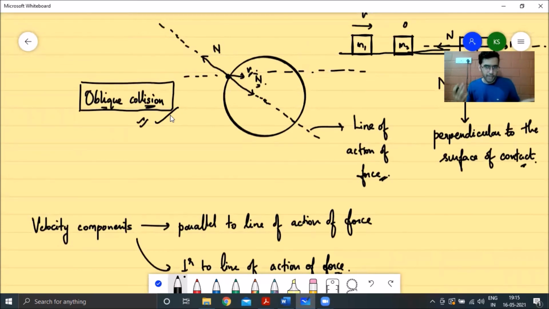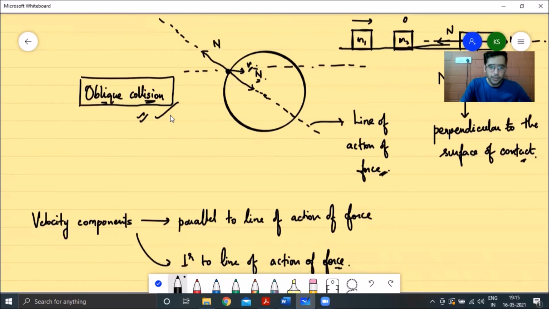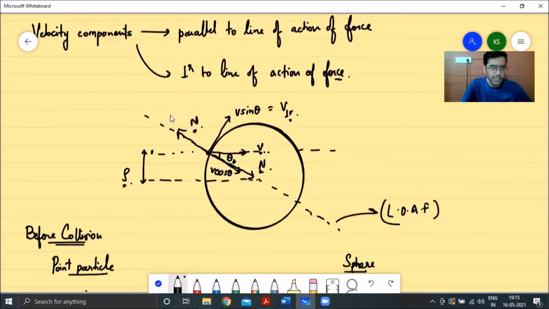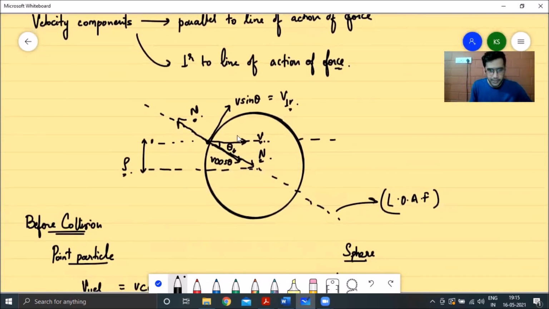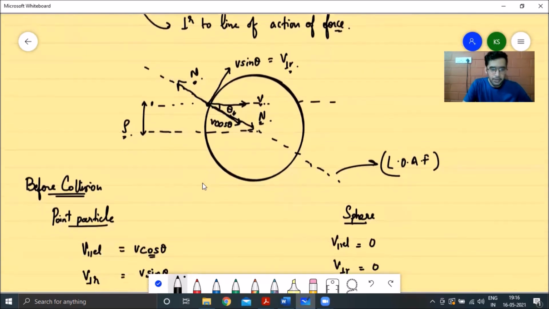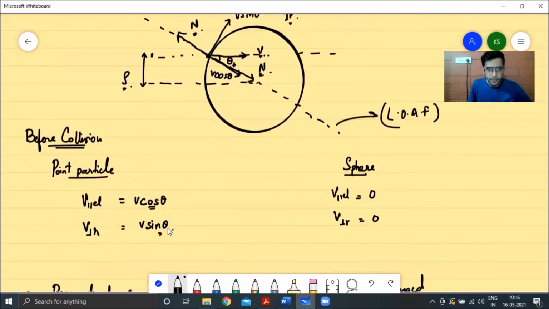And now, after we had identified that this was an oblique collision problem, what was the next step? Take the velocity components parallel to the line of action of force and perpendicular to the line of action of force, right? So this was the velocity of the particle. We took its components parallel and perpendicular to the line of action of force. The velocity of the particle parallel to the line of action of force was v cos theta. Perpendicular was v sin theta. For the sphere, both were 0, as the sphere was at rest.